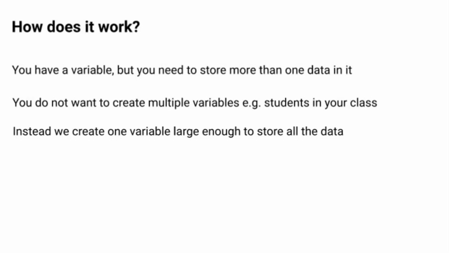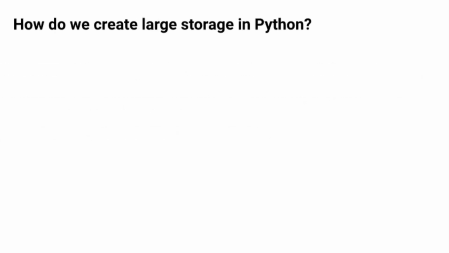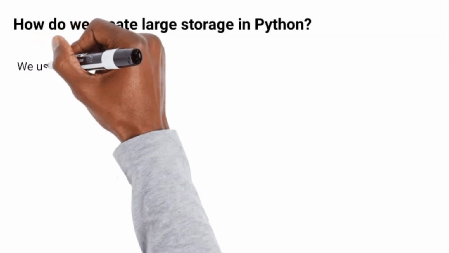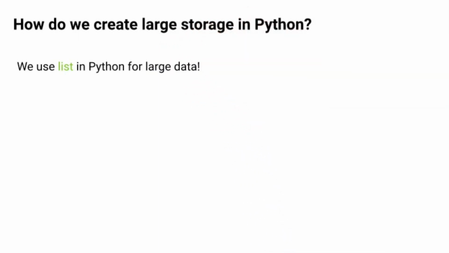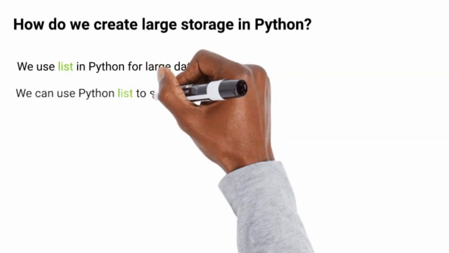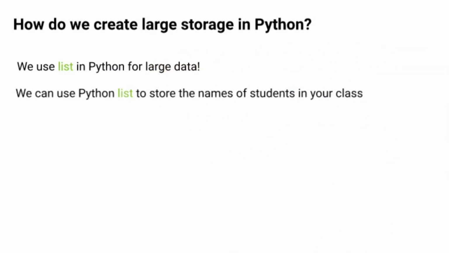So now, how do we do that in Python? There is a data type called a list. List is self-explanatory. A list is just a list of things. So when you have the names of students in your class, you put all the names in a list. In that list, you can put multiple data, and that is how we use Python to achieve something like that.